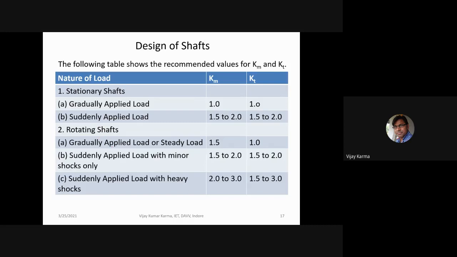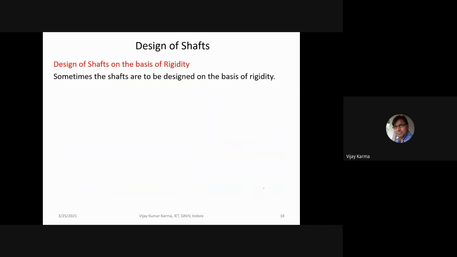For rotating shafts, gradually applied or steady load, Km is 1.5 and Kt is 1. Suddenly applied load with minor shocks only: 1.5 to 2 and 1.5 to 2. And for suddenly applied load with heavy shocks, Km is given by 2.0 to 3.0 and Kt varies from 1.5 to 3.